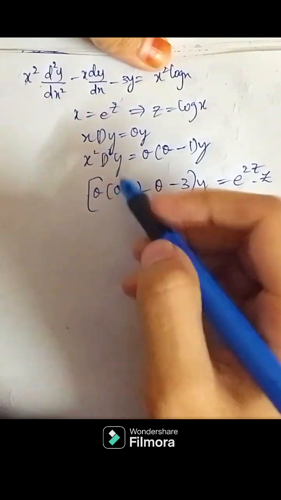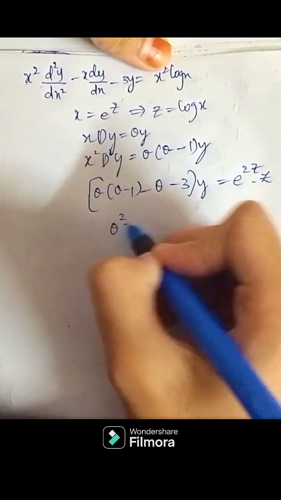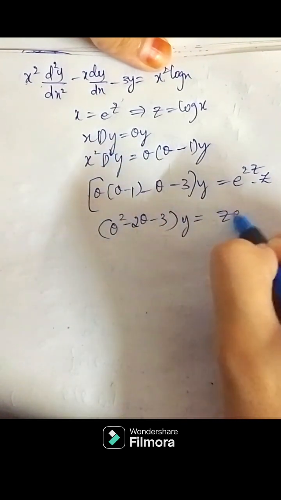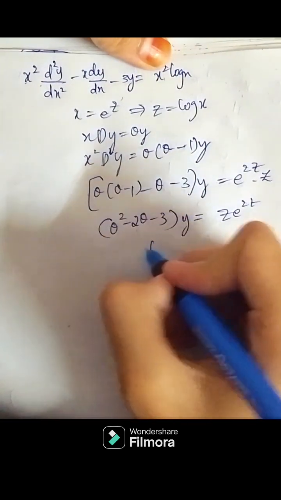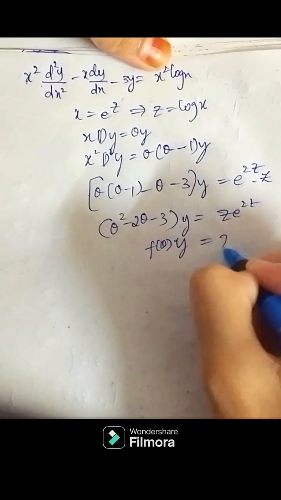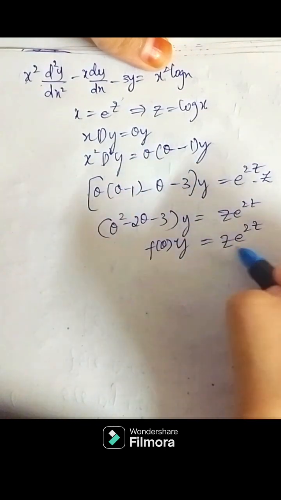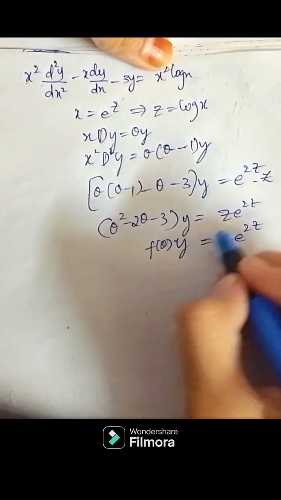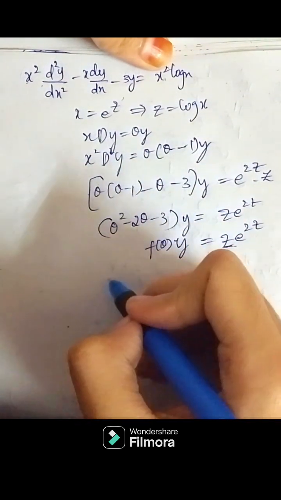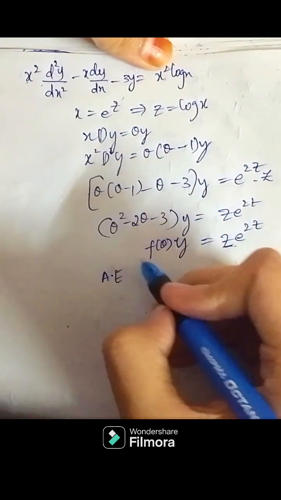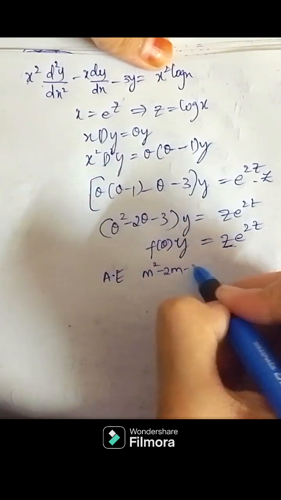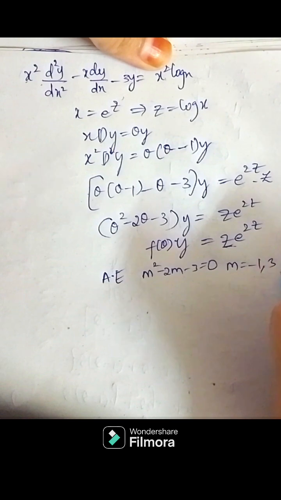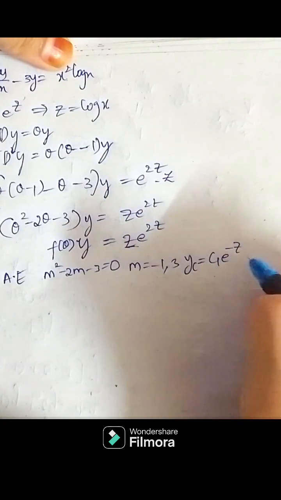Now we'll multiply. Theta square minus theta. So theta square minus 2 theta minus 3 into y is z e power 2z. So this is f of theta into y, z e power 2z. This is my q of z. So this is of which case? You'll find out. See. So first I'll write the auxiliary equation for yc, which will be m square minus 2m minus 3 is 0. So m is equal to minus 1 comma 3. So yc will be c1 e power minus z.